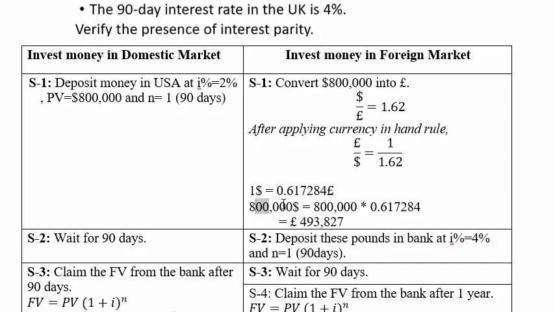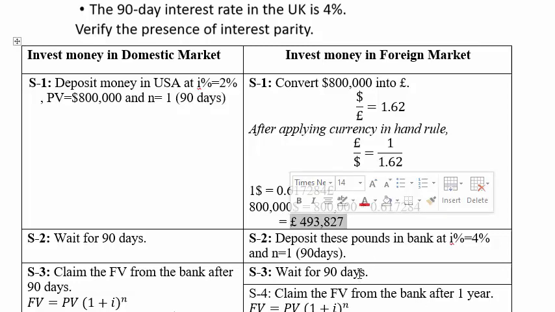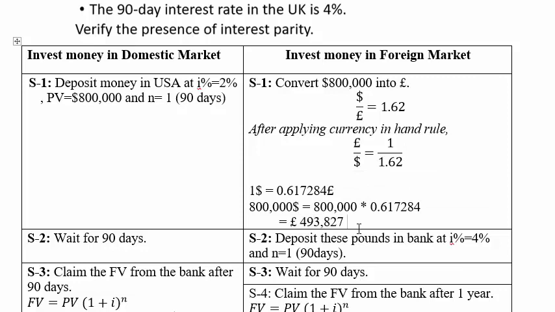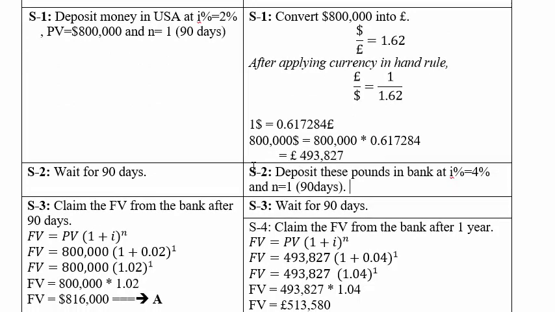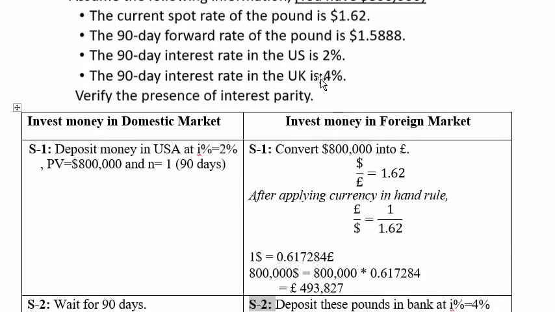So my $800,000 would be quantity 800,000 multiplied by the rate, and from this $800,000 we will get 4,93,827 pounds. Once we get these pounds, in step number 2 I will deposit this 4,93,827 pounds into the bank, and the bank will offer me 4% interest for the 90 days.